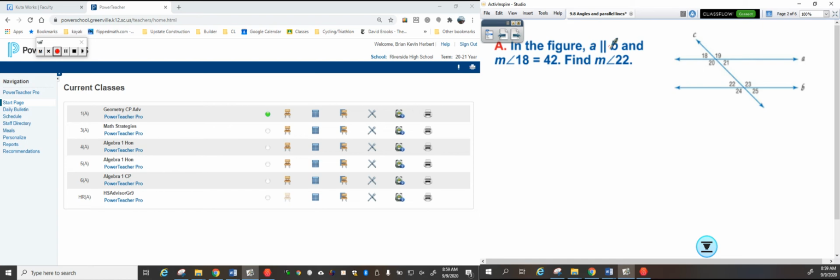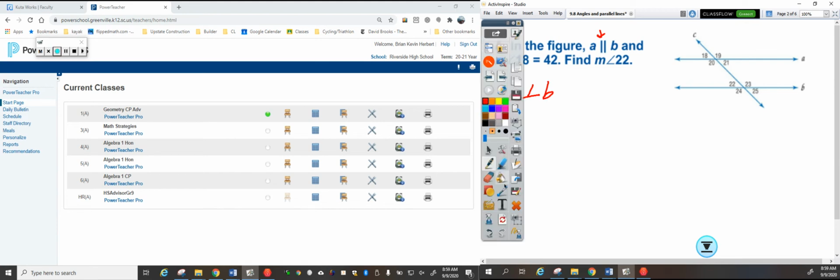So A is parallel to B. That's how we write it. In lines, yesterday we talked about perpendicular. So if A was perpendicular to B, if I have two lines that are perpendicular, what's unique about those lines? Anybody know?